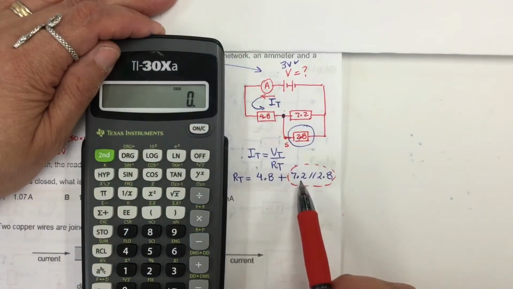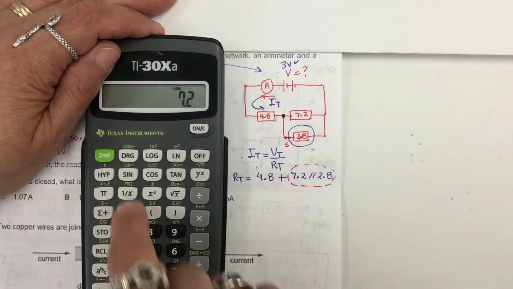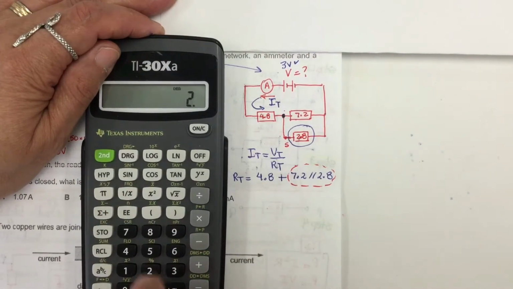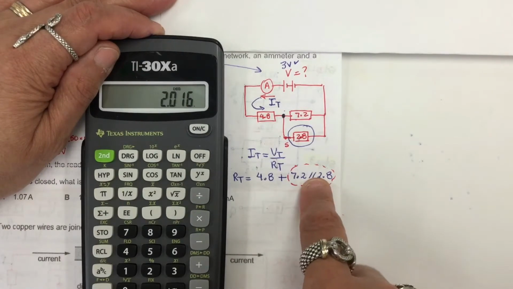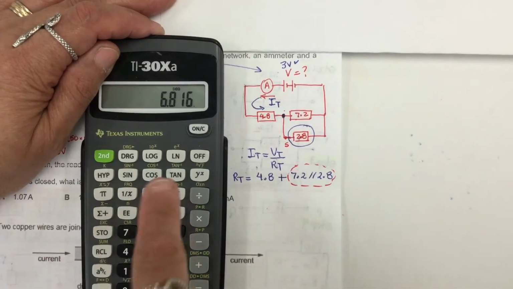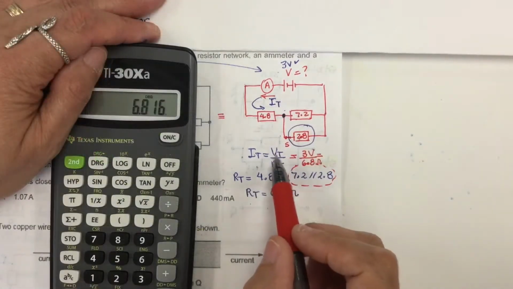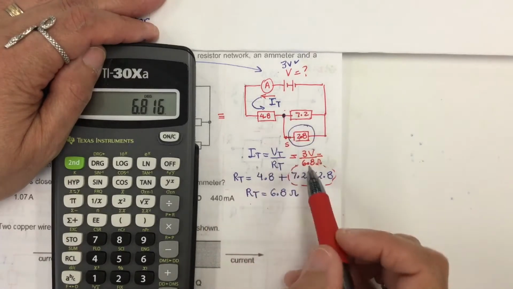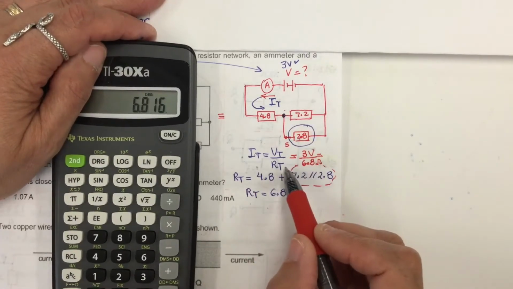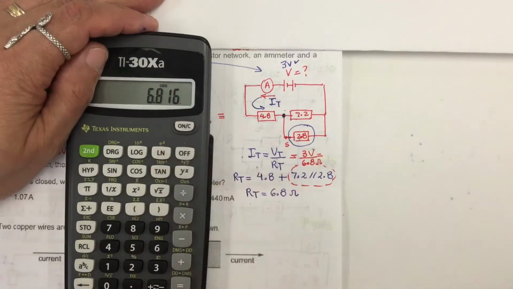First, I'm going to solve 7.2 in parallel with 2.8. 7.2 inverse plus 2.8 inverse, equal, inverse one more time. That is the parallel part, plus this one, 4.8. So that is the value of my total resistance. Back to this, to calculate the total current for this new scenario, 3 volts divided by this total resistance.